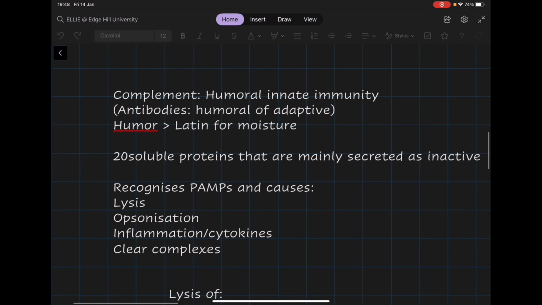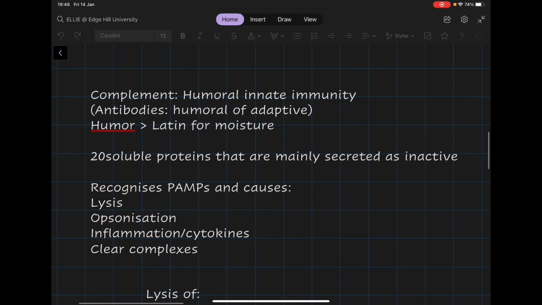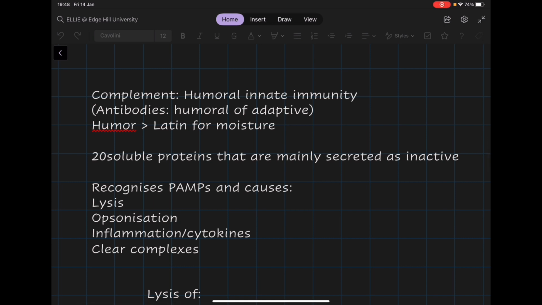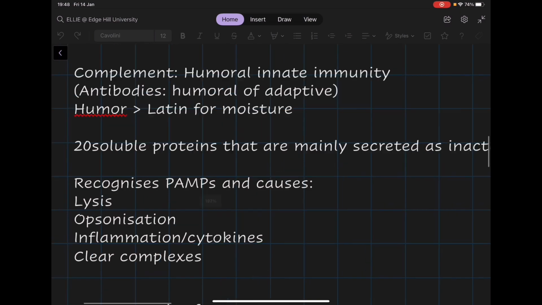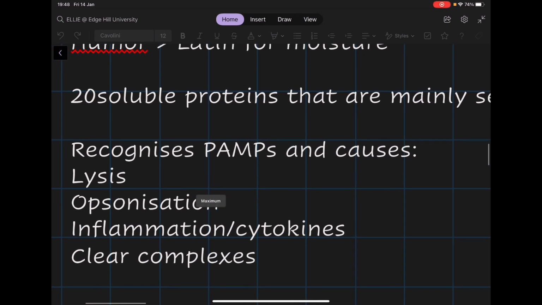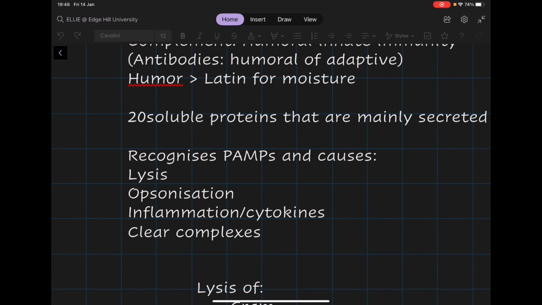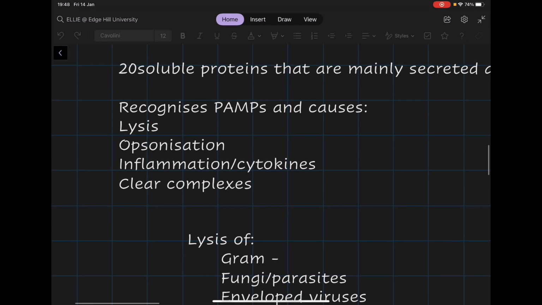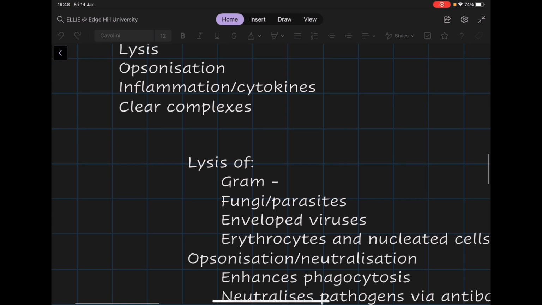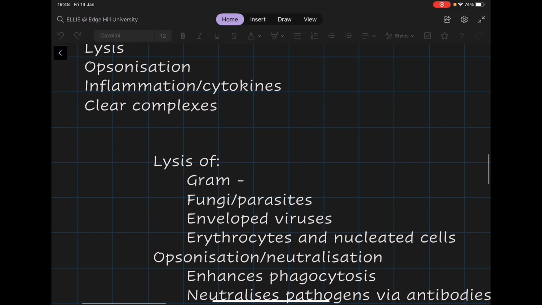So the complement is made up of 20 soluble proteins that are mainly secreted originally in an inactive form. These then recognize something called a pathogen-associated molecular pattern and can cause lysis, opsonization, inflammation or cytokine release, and they can clear immune complexes. So what do these things lyse? They can lyse gram-negative bacteria, fungi and parasites, viruses with an envelope, and erythrocytes and nucleated cells.